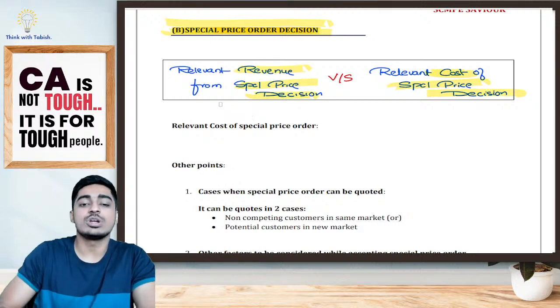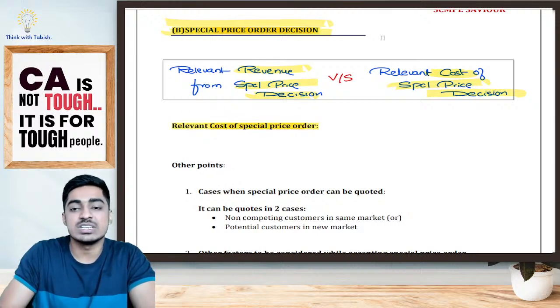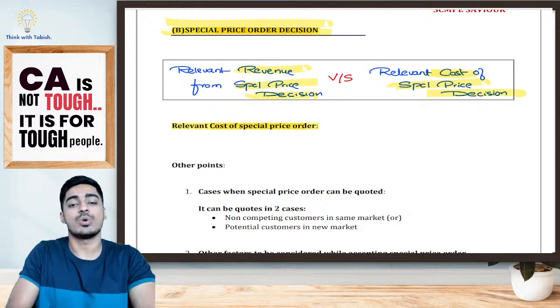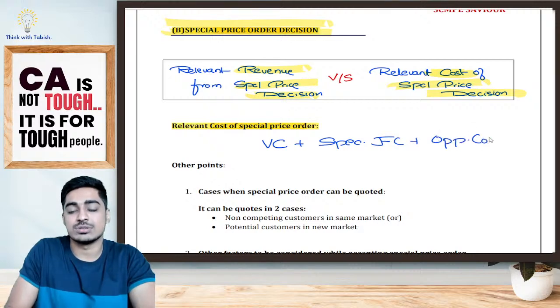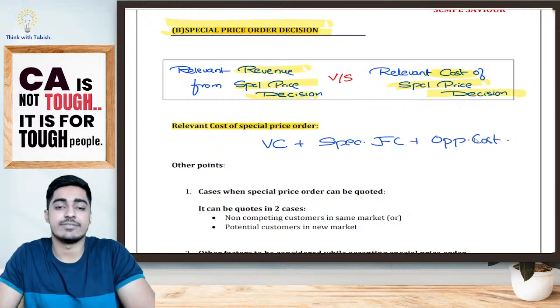Clear? Yes. And what is the relevant cost of a special price order? We have told throughout what all cost is relevant. It is variable cost, if there is any specific fixed cost, and if there is any opportunity cost. These are the costs which are relevant.